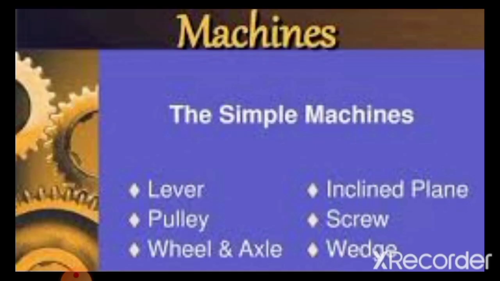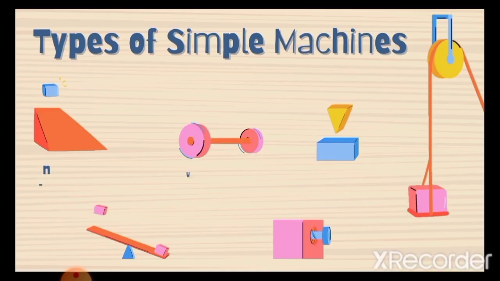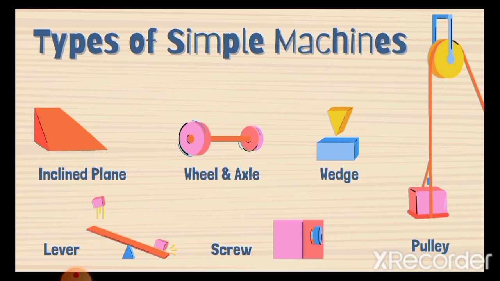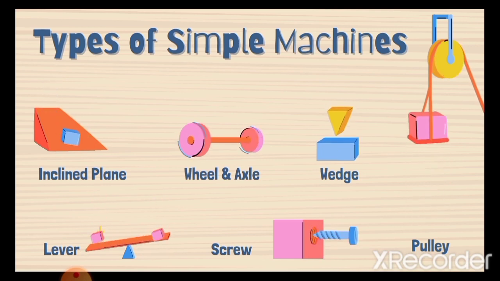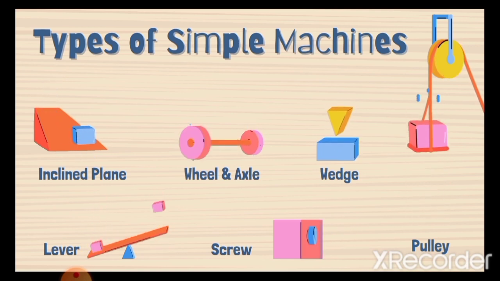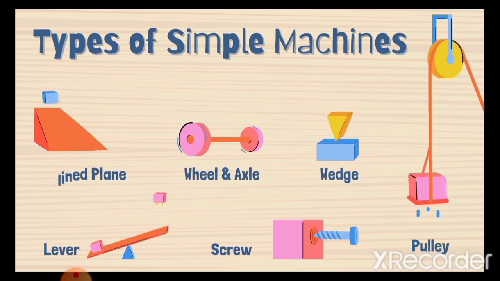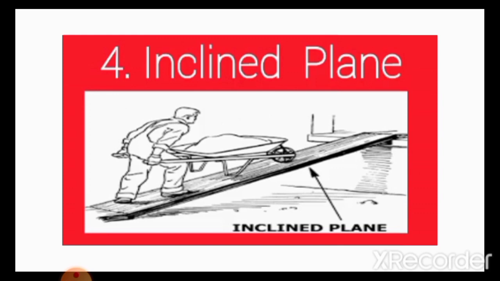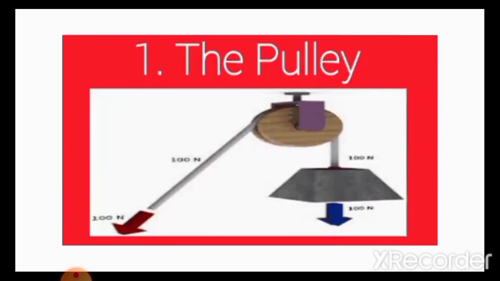So there are six types of simple machines. So let's find out the six types. These are inclined plane, wheel and axle, wedge, lever, screw, and pulley. These are the six types of simple machine. You may want to try that yourself. So let's go over it again.